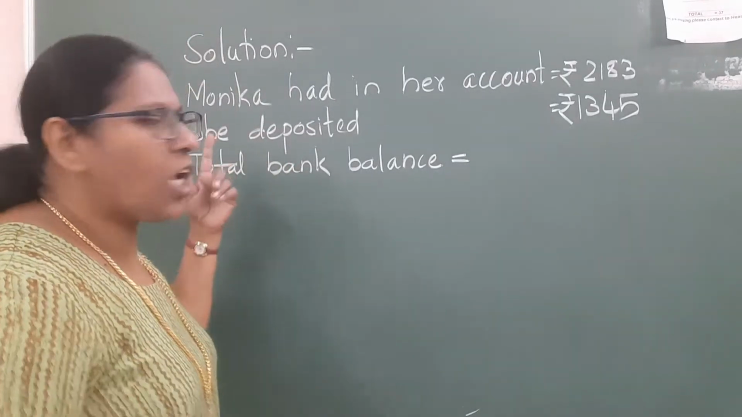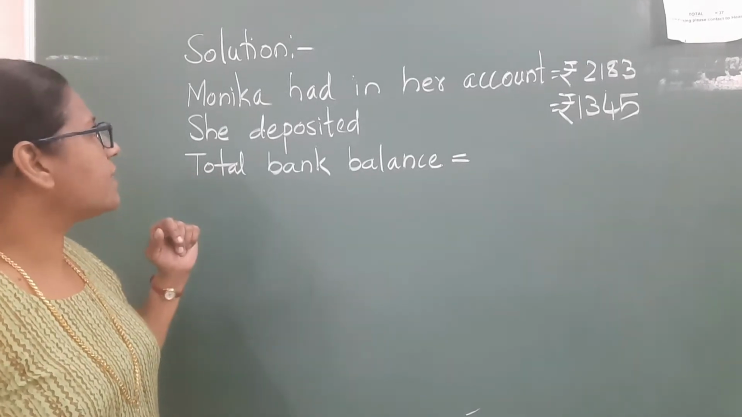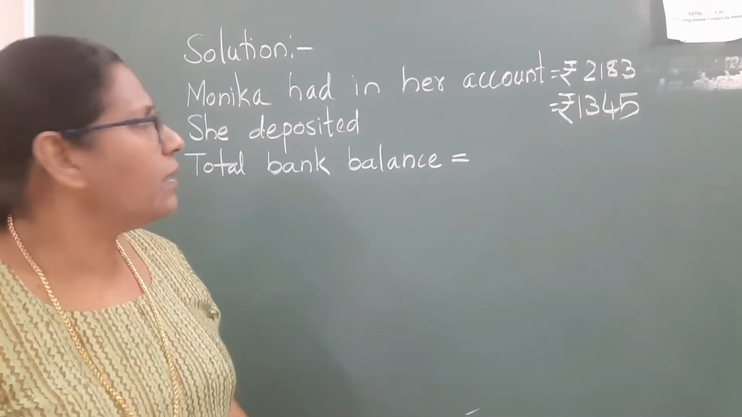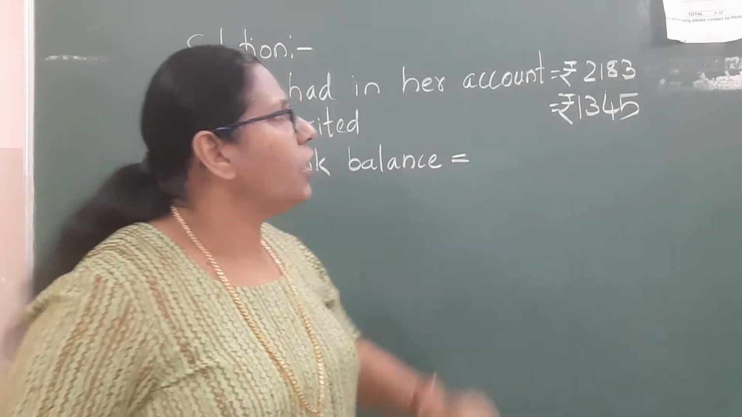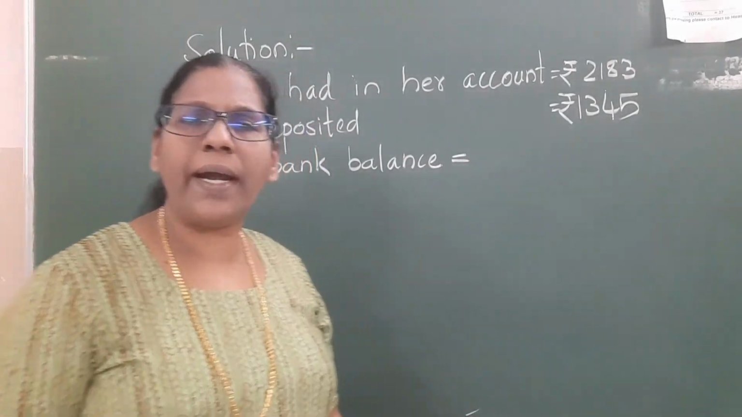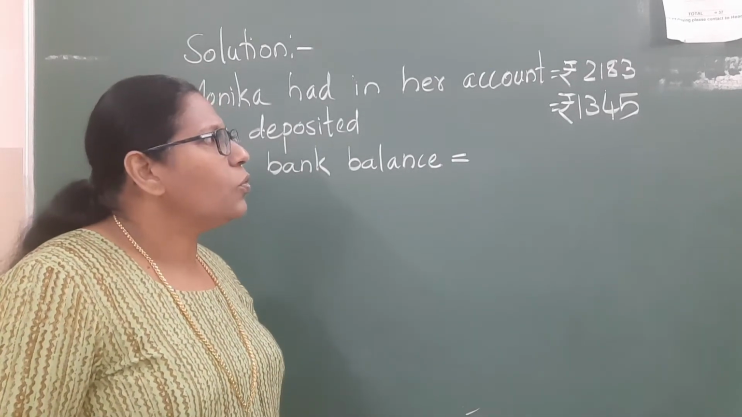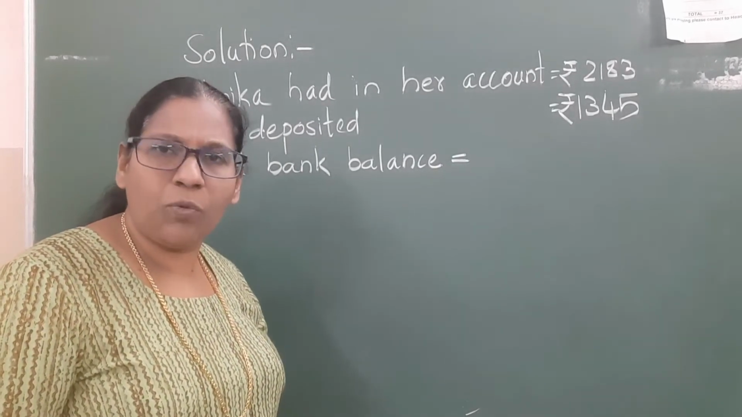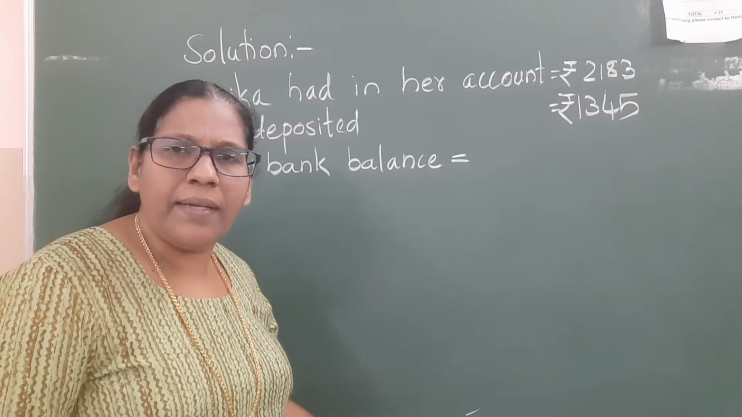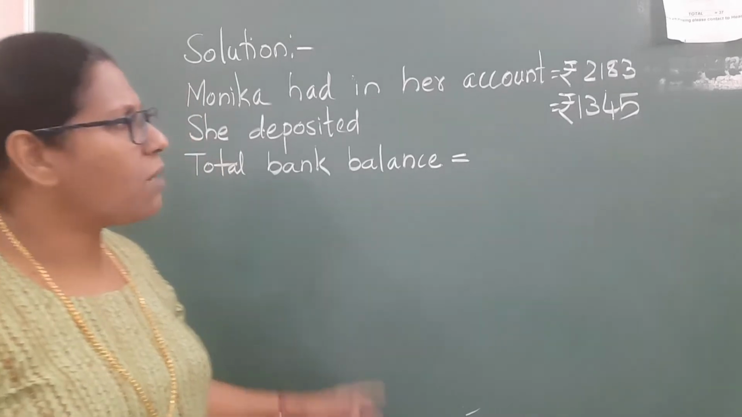Today let's solve some word problems. Now let's solve this word problem. Question is, Monica had in her bank account 2183 rupees. And then she again deposited some more money.